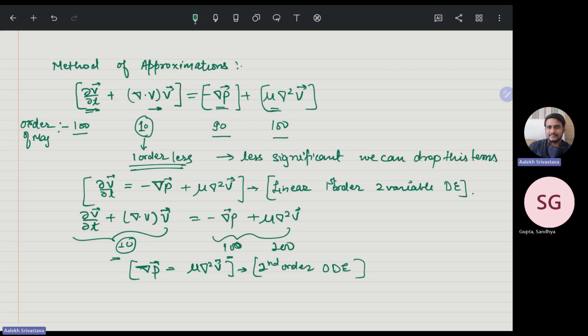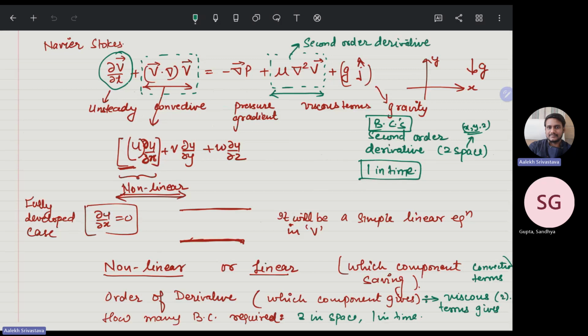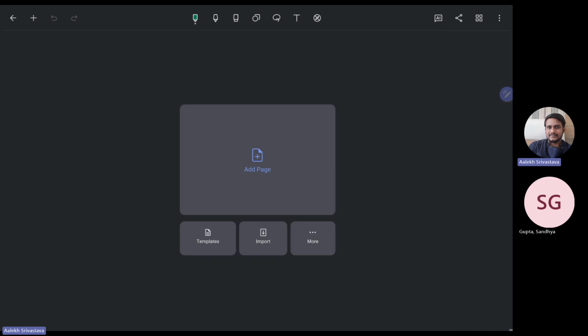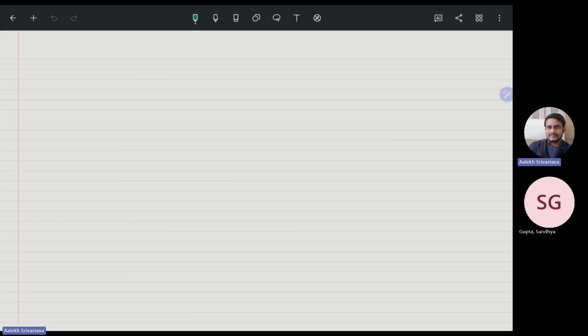Now, what is happening? We are dropping the term which is of less importance to us. In this way, although the Navier-Stokes equation is non-linear and, in two dimensions, has time and space derivatives, we can reduce the order of magnitude to some extent so that we can say, okay, now we can solve the equation. For that, we require non-dimensionalizing the Navier-Stokes equation.